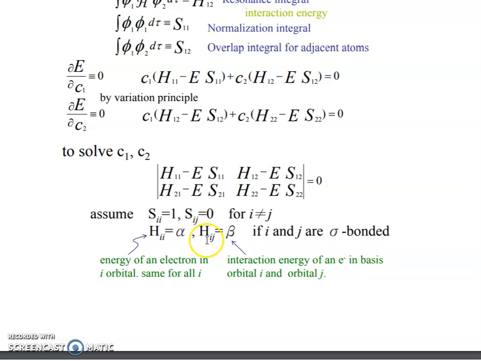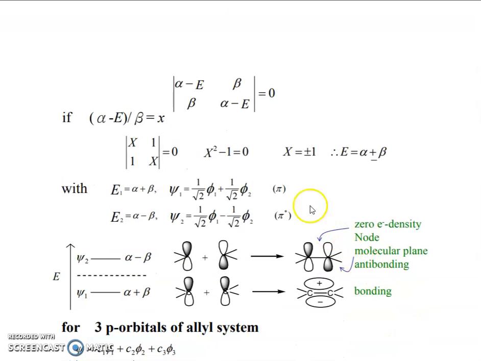Hii is alpha, and Hij is beta if i and j are sigma bonded. Alpha is the energy of an electron in an i orbital, the same for all i. Beta is the interaction energy of an electron between orbitals i and j. So alpha minus E, beta; beta, alpha minus E is equal to 0. If (alpha minus E) divided by beta is x, then the determinant x 1; 1 x is equal to 0.